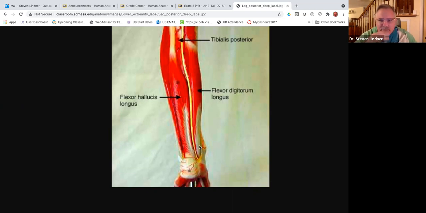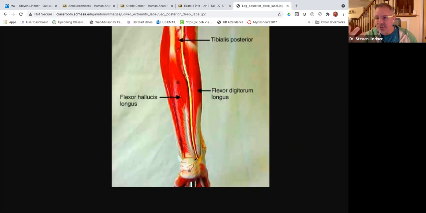I'm sorry, let me change that. The tibialis posterior is the most anterior behind the medial malleolus. Then just behind it would be the flexor digitorum longus. And then just behind it would be the flexor hallucis longus. So the three tendons that are just behind the medial malleolus, from anterior to posterior, would be the tibialis posterior, then the flexor digitorum longus, and the most posterior is the flexor hallucis longus.